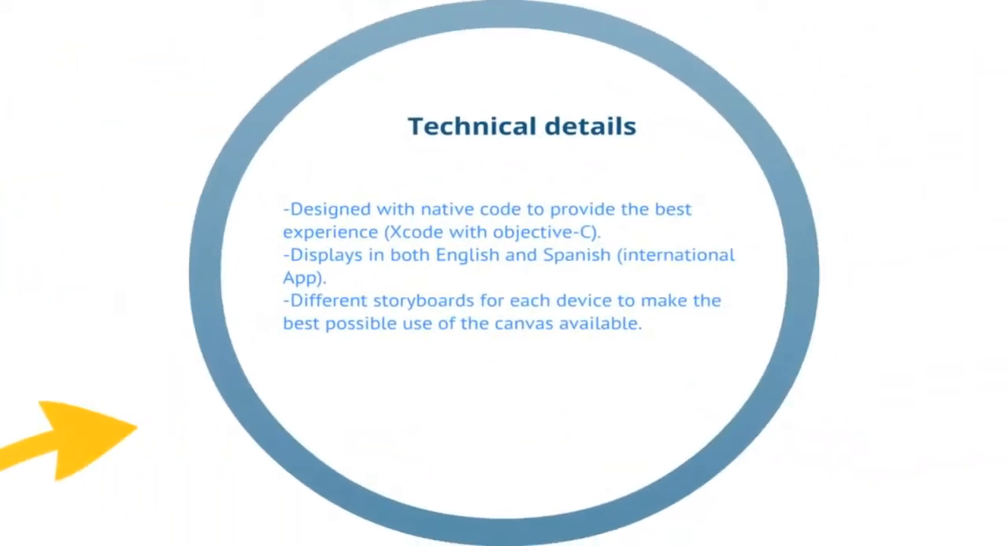Regarding the technical details, it has been designed with native code to provide the best user experience. This means it was developed using Xcode with Objective-C. It also displays the screens in both English and Spanish by looking up the language the user has set up on the device, which means it is an international app. This will be thoroughly explained in the video tutorial. And another important thing to note is that it works with different storyboards for each device. In this way we get the best user experience and make the most of the canvas available. This is particularly important in devices like the iPad, where the screen is much bigger than an iPhone.